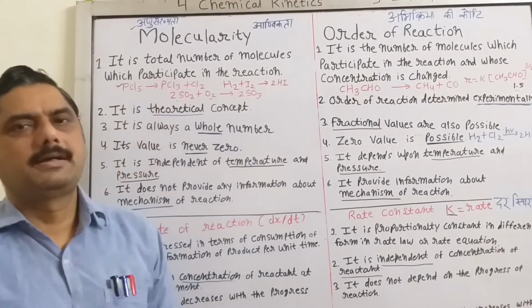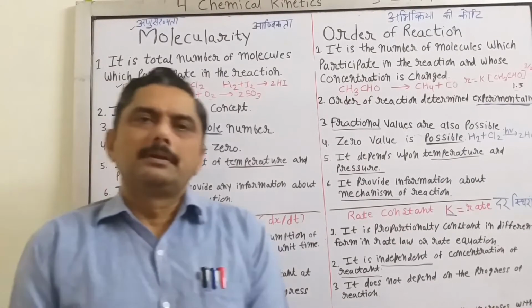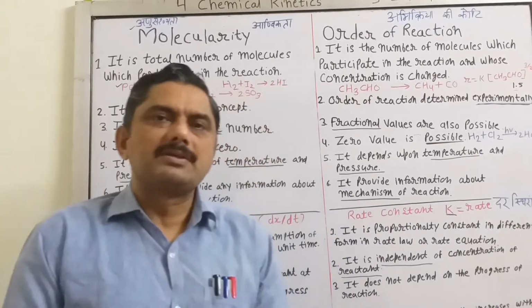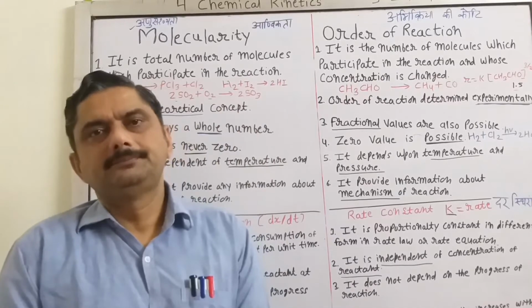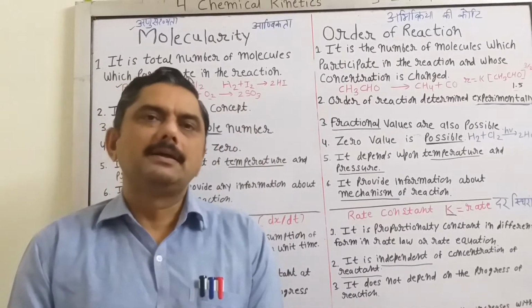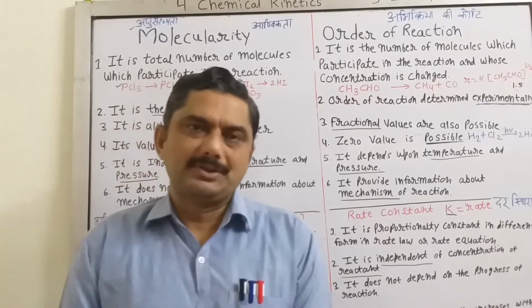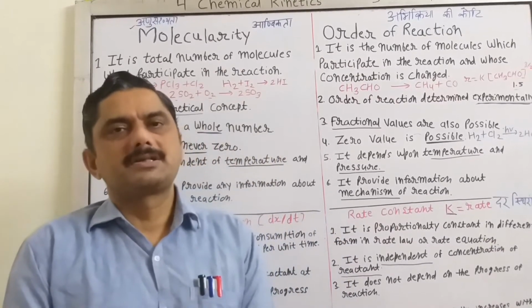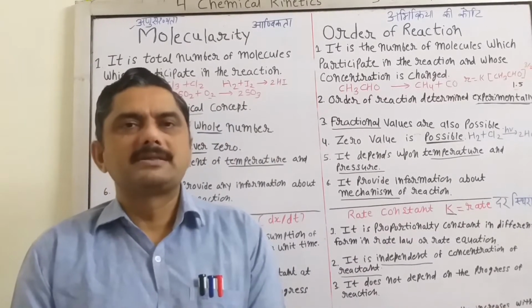Today we start chemical kinetics, the branch of chemistry in which we study the rate of reaction, factors affecting rate of reaction like temperature, pressure, concentration, radiations, catalyst, and its mechanism. This is known as chemical kinetics.